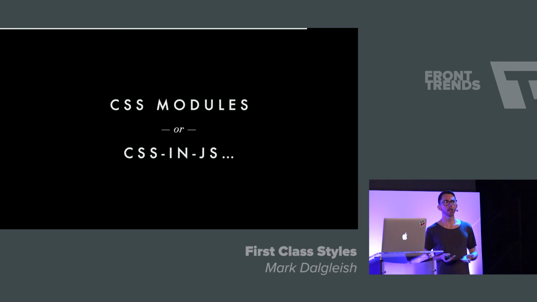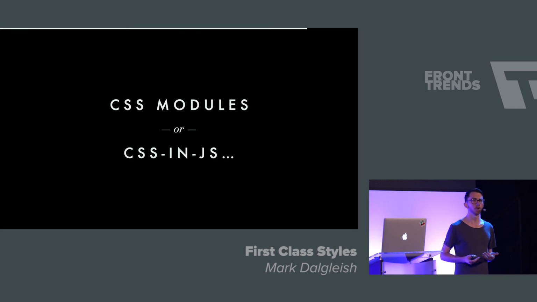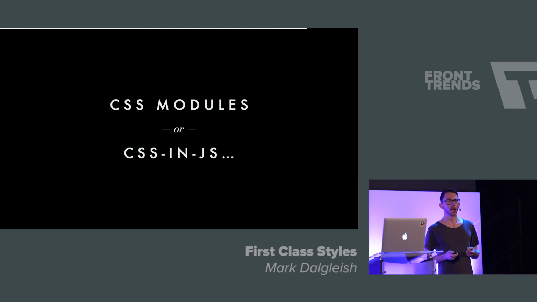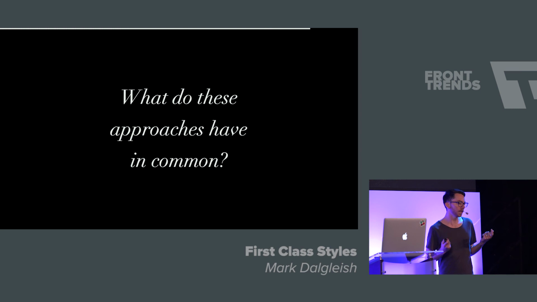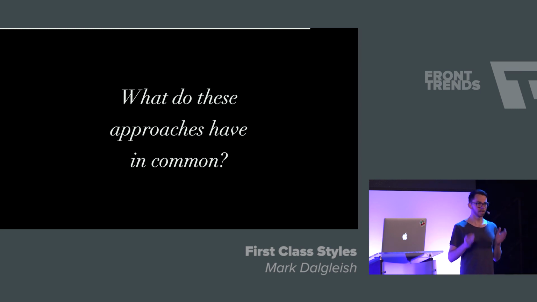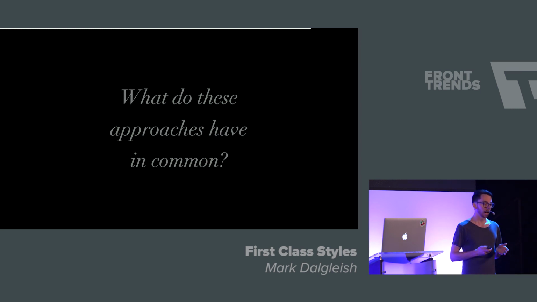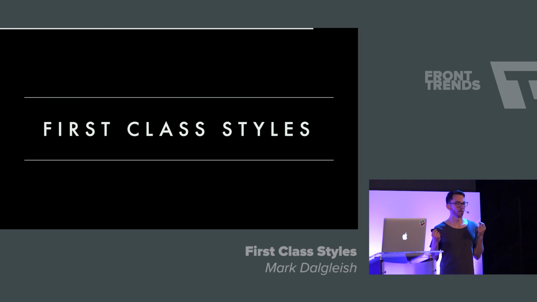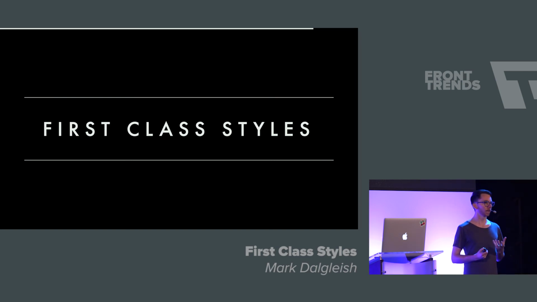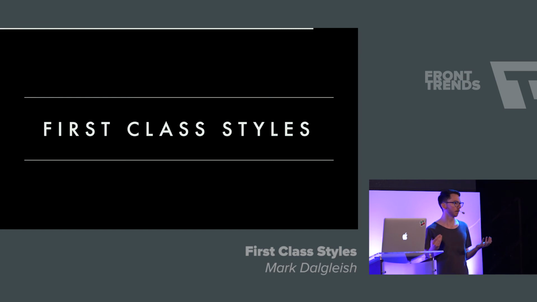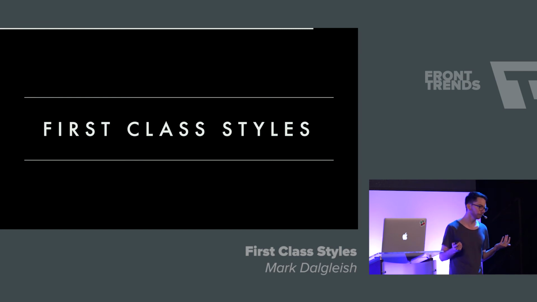So if you want to talk about these two different approaches as a whole, CSS modules or CSS and JavaScript, let's think about what these approaches have in common. What makes them different from what we've seen before? I think the key difference is something that I like to call first-class styles. Now styles are something that you programmatically create and hand around your application, rather than having relationships between your markup and your CSS that you maintain in your head.